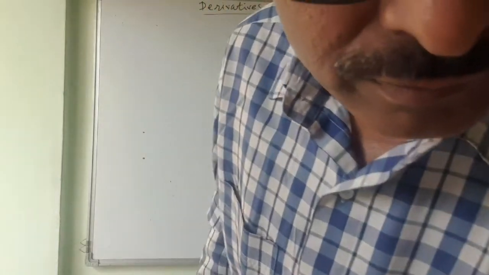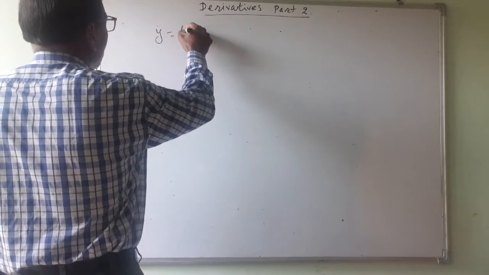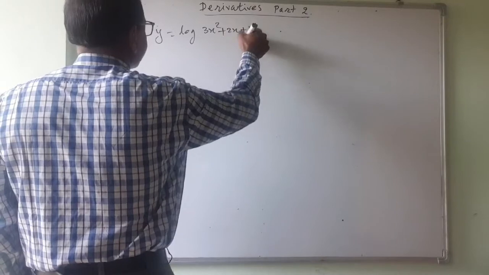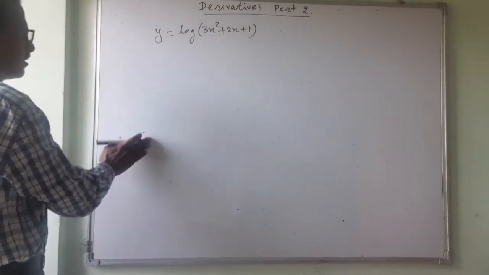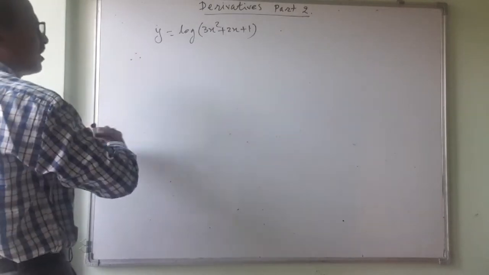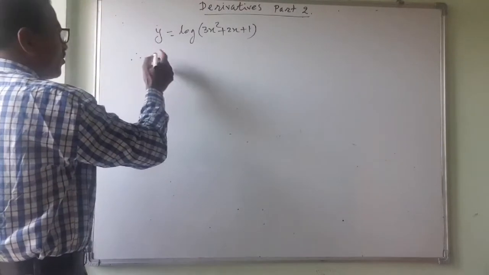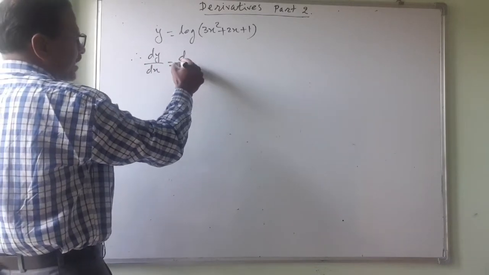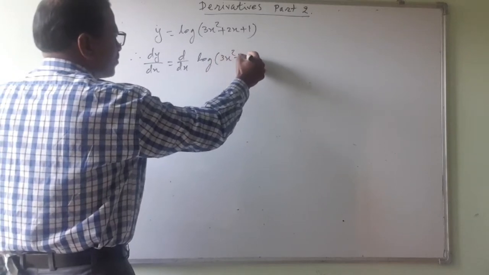Y is equal to log of 3x square plus 2x plus 1. Comparatively, this question is very easy. Therefore, I have to write differentiating with respect to x. We get dy by dx is equal to d by dx of log of 3x square plus 2x plus 1.